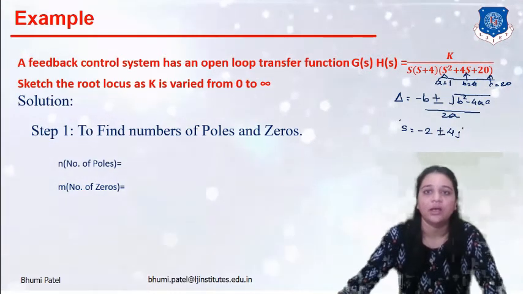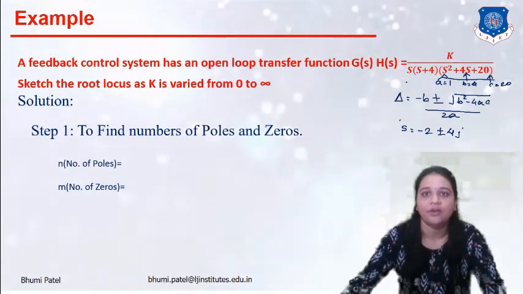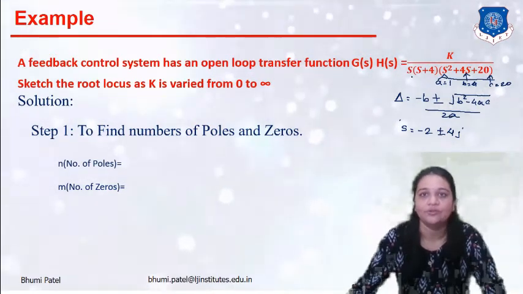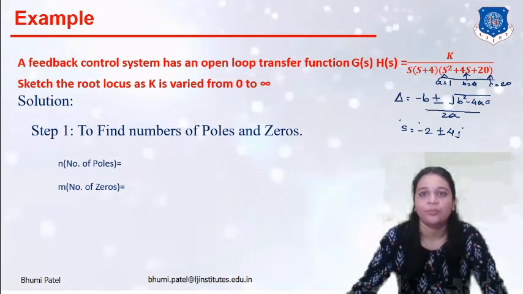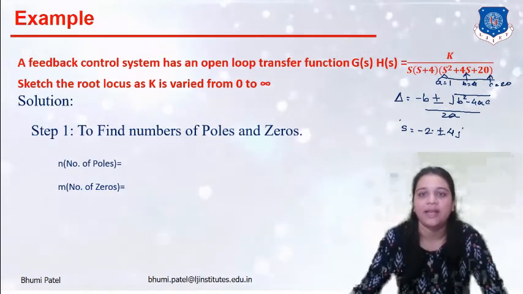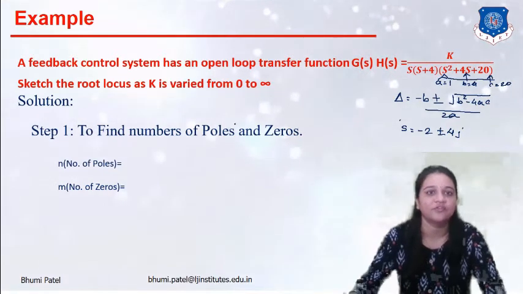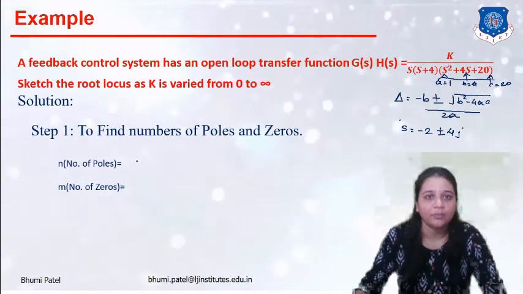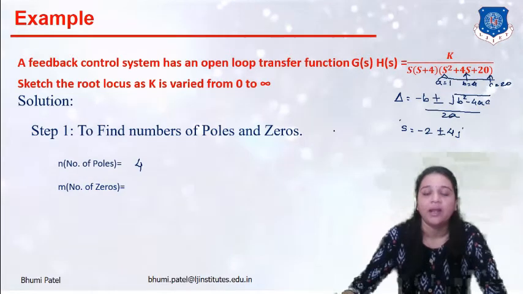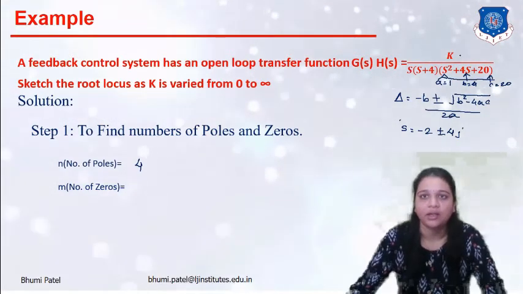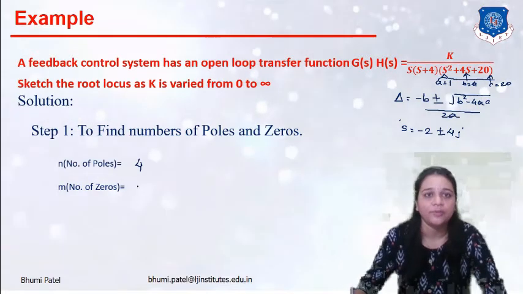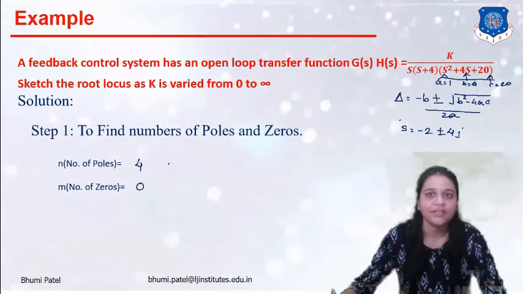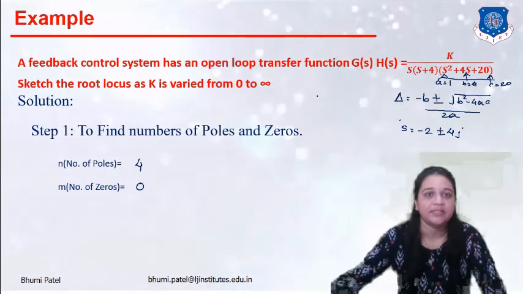So our poles are: first s is equal to 0, then s is equal to minus 4, s is equal to minus 2 plus 4j and s is equal to minus 2 minus 4j. So the number of poles is equal to 4. Now in the numerator there is no term, only K is given, so the number of zeros is equal to 0. So this is my step number 1.